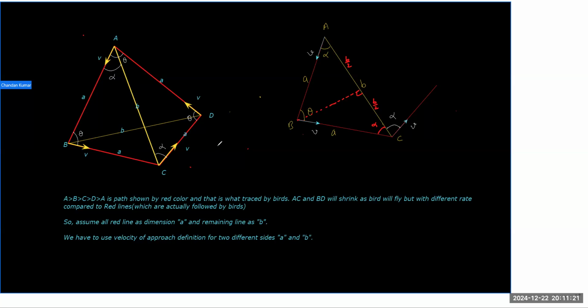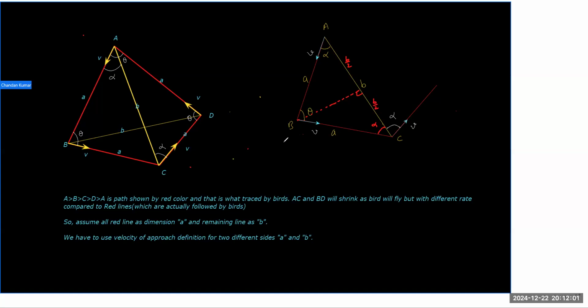But as the birds move, these two paths will also shrink, because if the birds have to meet each other at one time, at one point, then all dimensions must reduce to zero. So now the red line is representing the path traced by the birds, and A is following B, B is following C, C is following D, and D is following A. So what you can realize is that the BD line and the AC line are not part of any bird's path actually. They are not followed by any bird, rather they are shrinking naturally.